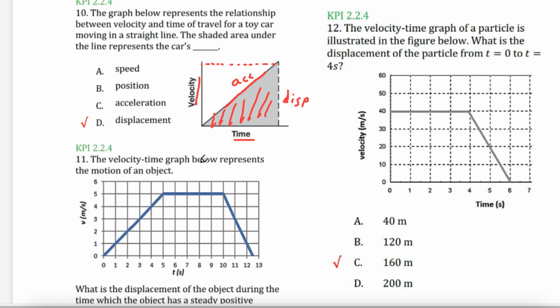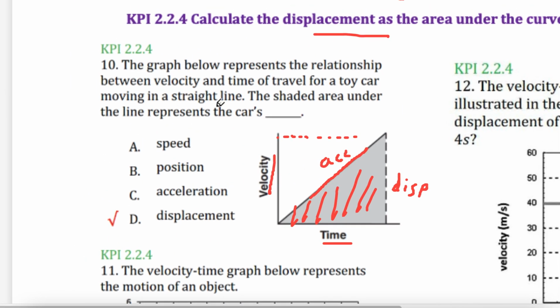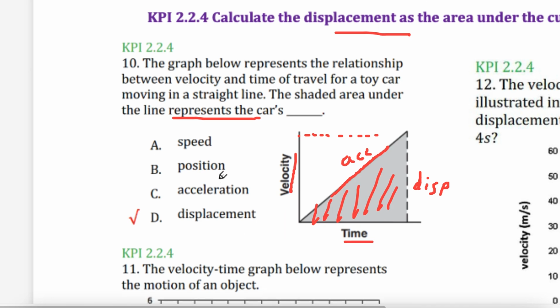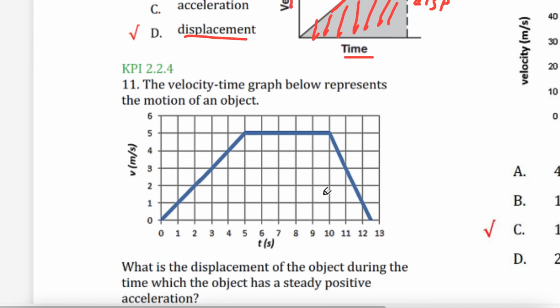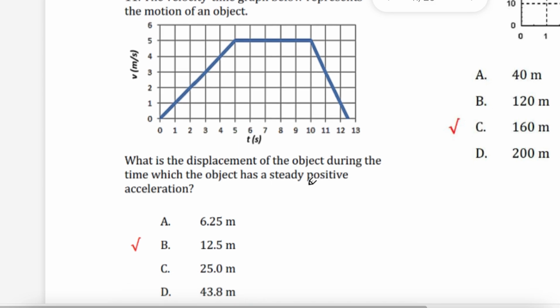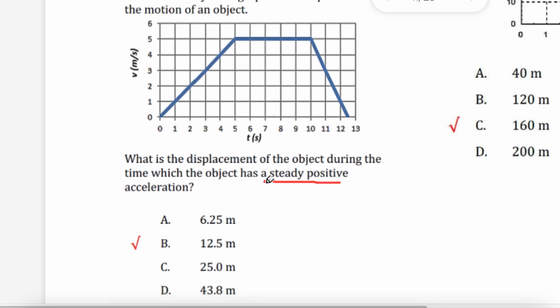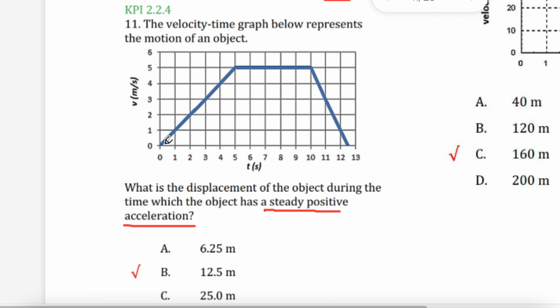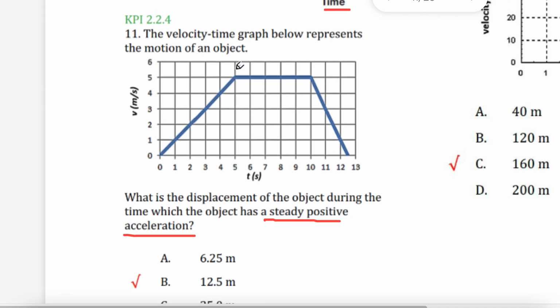So back to the question. This question is just asking what does it represent, and I've just mentioned it, displacement. Over here you need to now calculate the displacement. Which displacement are we calculating? Steady positive acceleration. So again, this is accelerating positive, this is constant speed, and this is slowing down. The only steady positive acceleration is this part here.